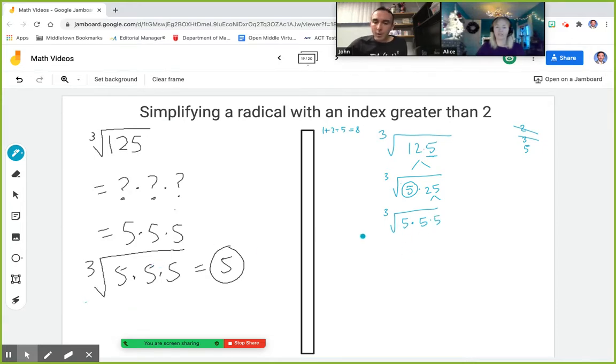And at this point, I'm in the same place Alice was. I now have 3 5s underneath, a product of 3 5s. And for every 3, since my index is 3, for every 3 values I have underneath in the product, they come out as a perfect cube root. And there's nothing left inside. We took everything out. So technically, we divided it all out, and we get out 1. So there's nothing really left in there that'll impact the solution. So my answer is 5.